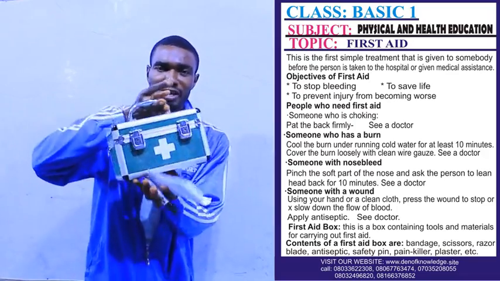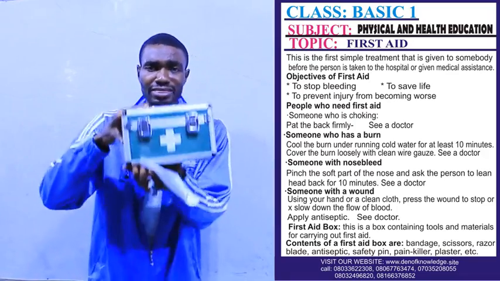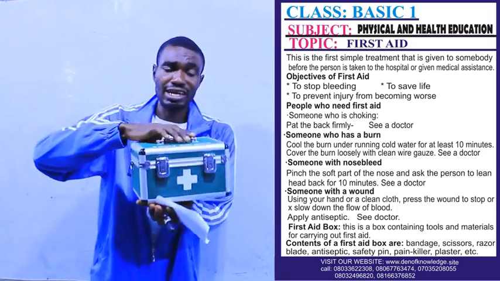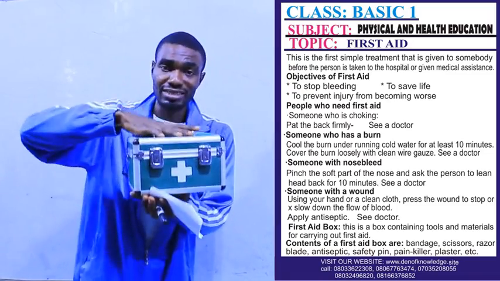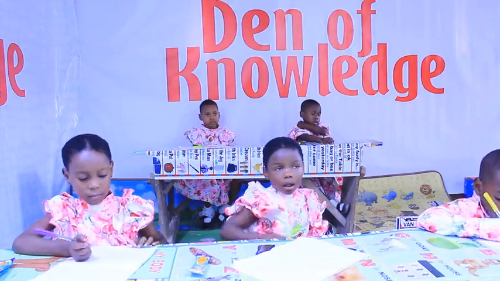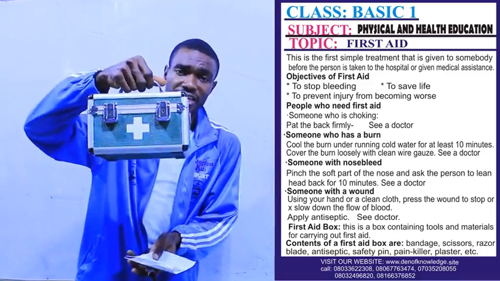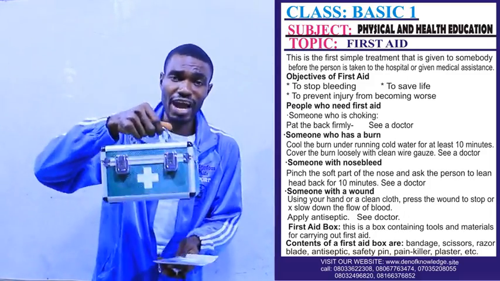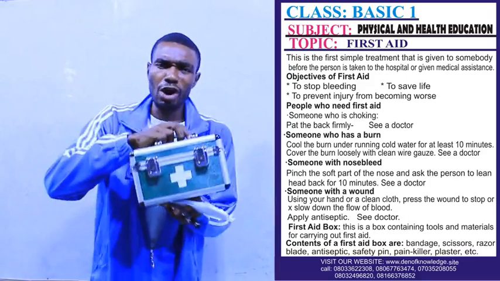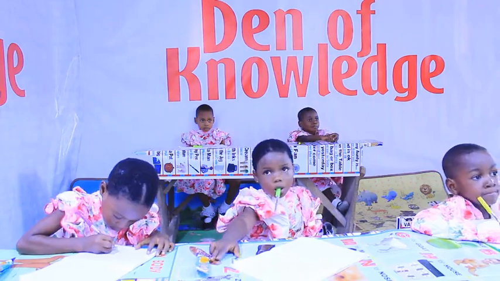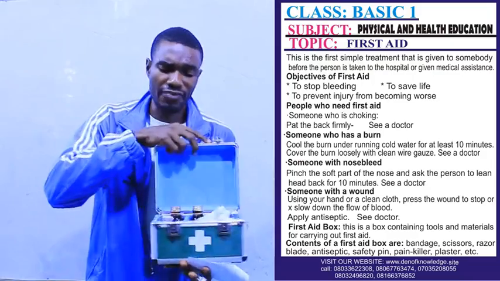A first aid box. If you look at this, there are some that are small, like this size. There are some that are bigger than this, and there are some that are very big. This one is a small first aid box. And we define first aid box as a box containing all the tools and materials we use in first aid.